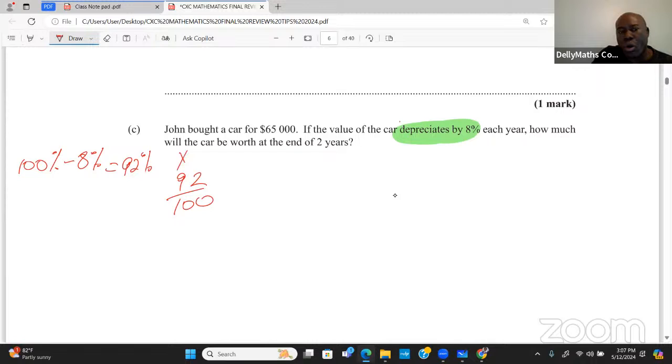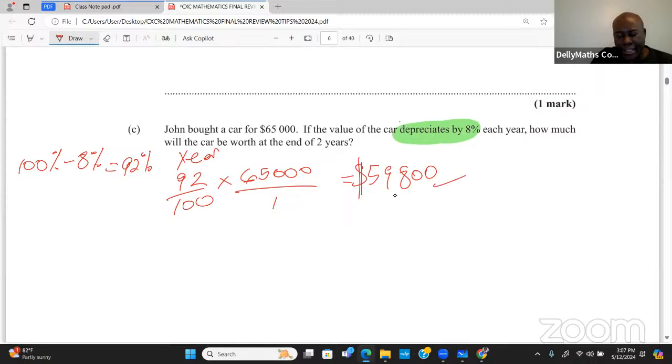So this is for year 1. Year 1, we want to find 92% of 65,000. All right, that's one of the ways. There are multiple ways that we could do it, but I'm just working it this way. So 0.92 times 65,000, and we're left with 59,800. So after the first year, the car is actually valued at 59,800. But the question says at the end of the second year. So this is year 1 here.